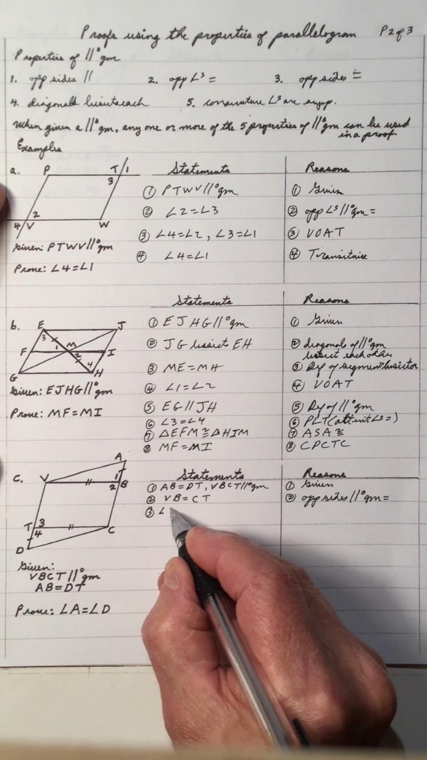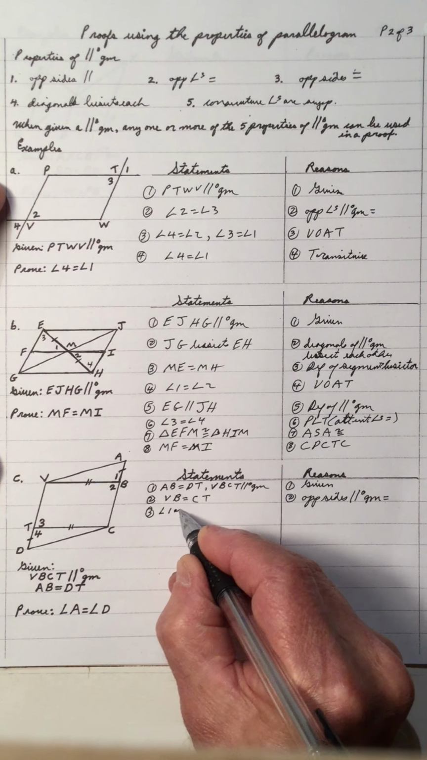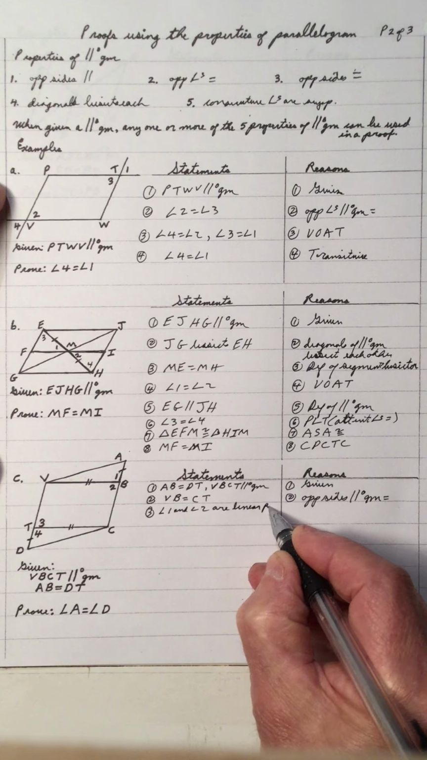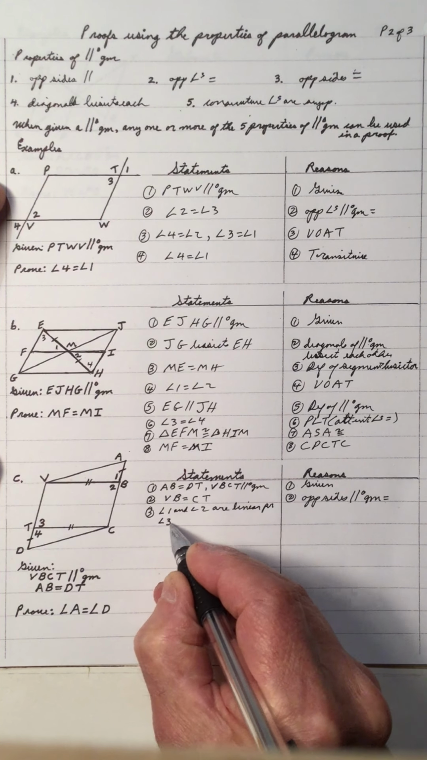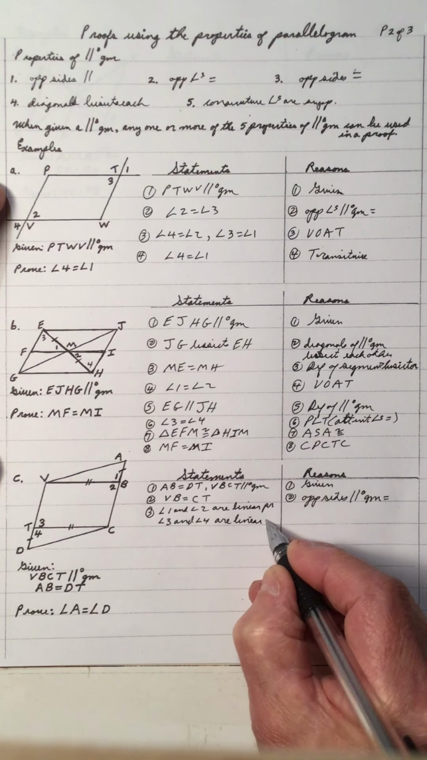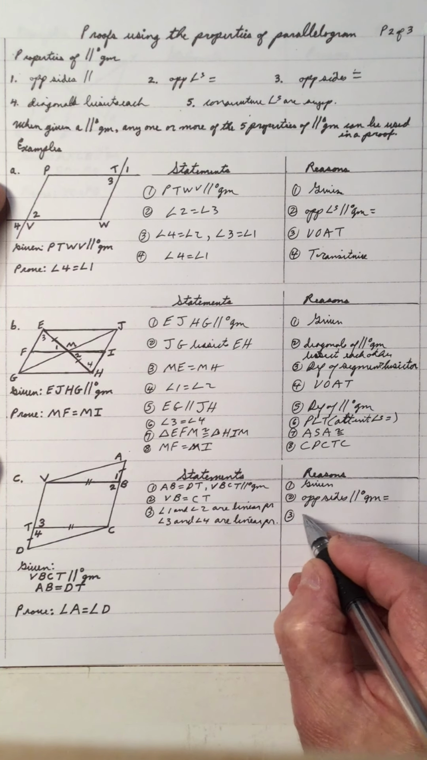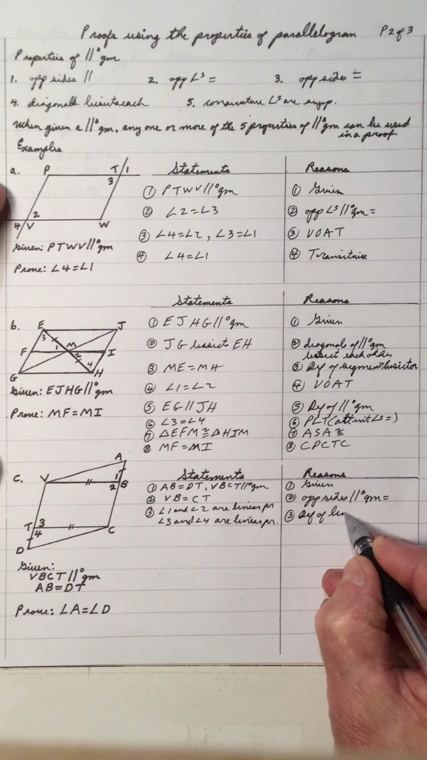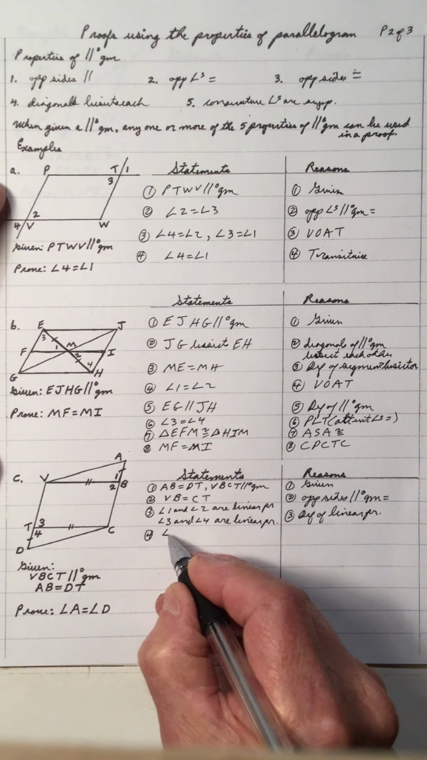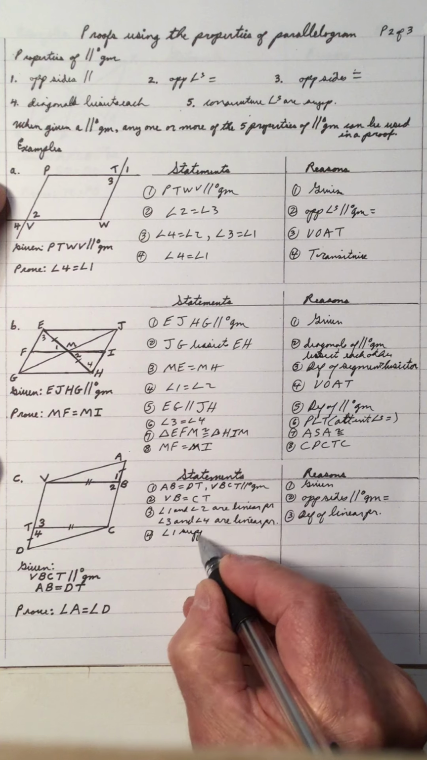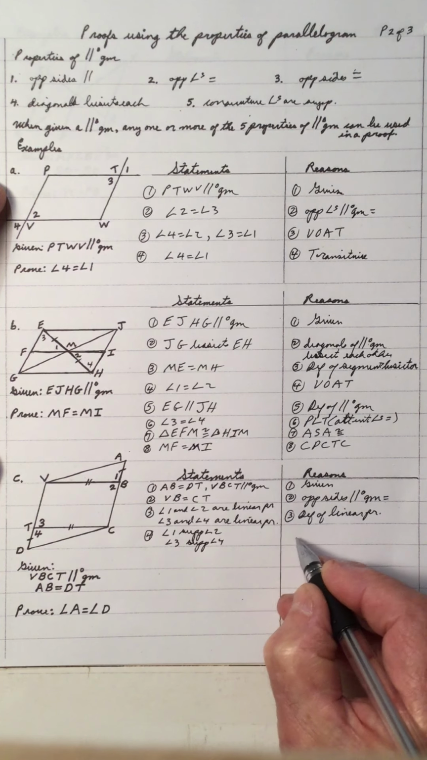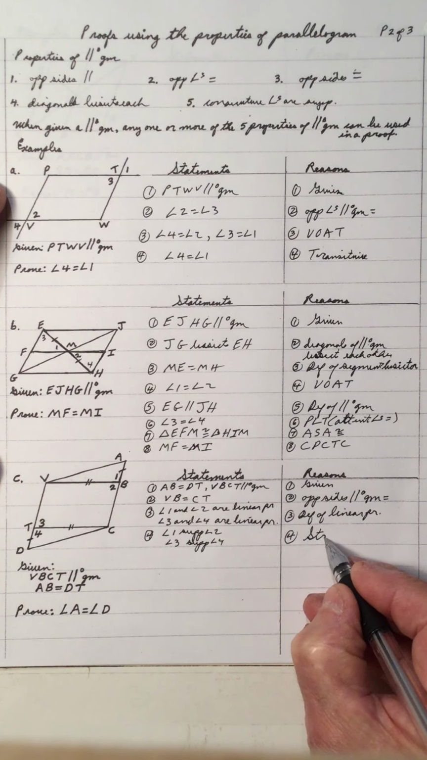So angle 1 and angle 2 are a linear pair, and angle 3 and angle 4 are a linear pair, and that's the definition of a linear pair. As a result we got angle 1 is supplementary to angle 2, and angle 3 is supplementary to angle 4 because of a straight angle.